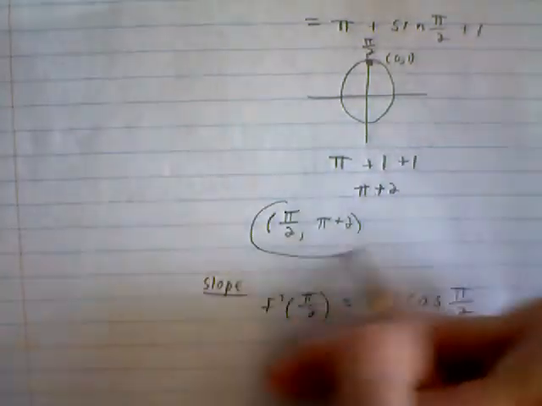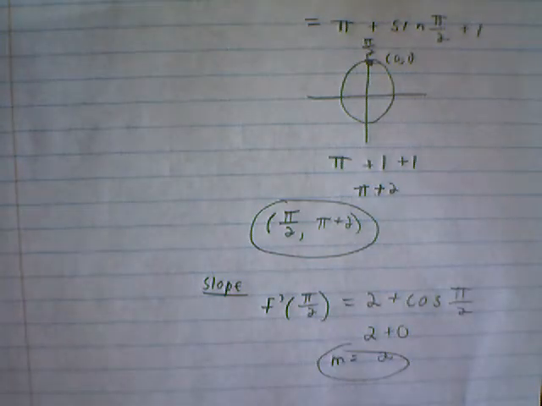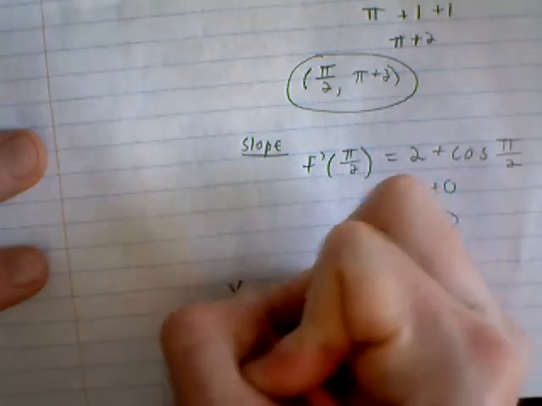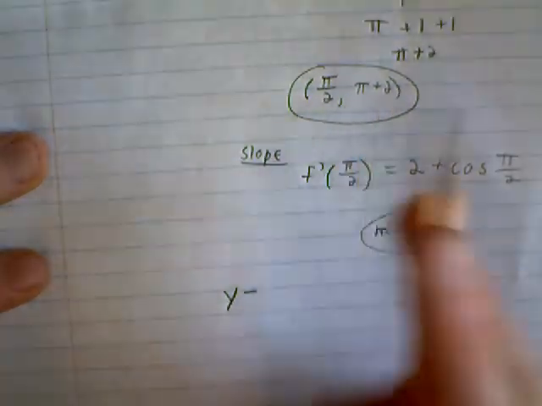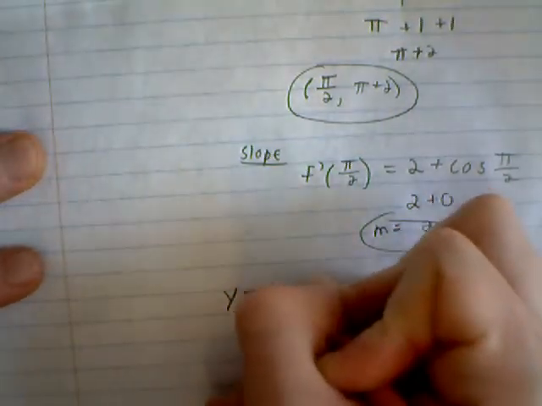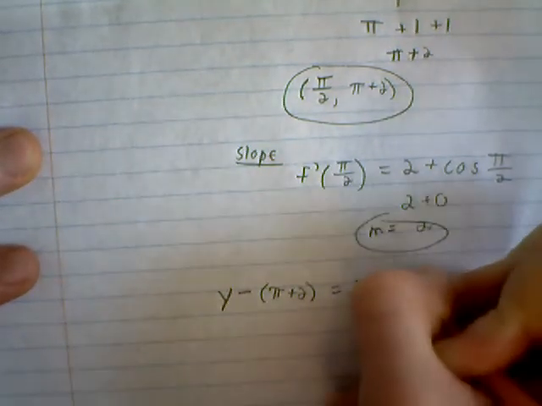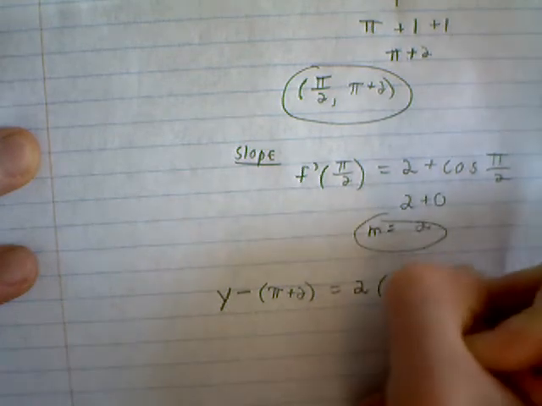So I'm going to use this and this to write my equation. I'm going to have y minus y1, which is (pi plus 2), equals m, which is 2, times (x minus pi over 2).